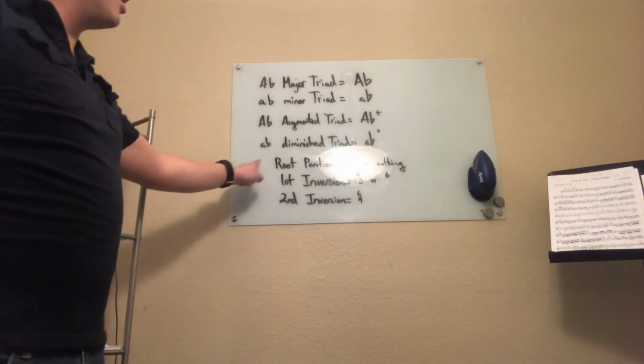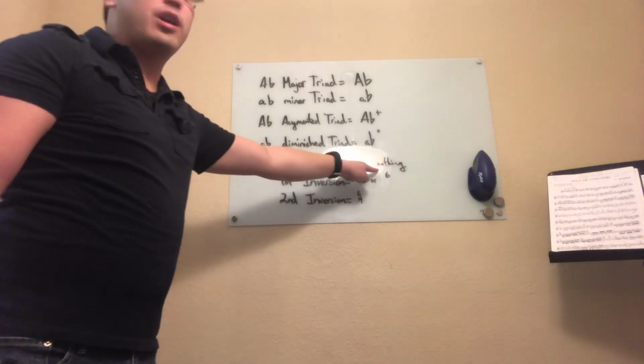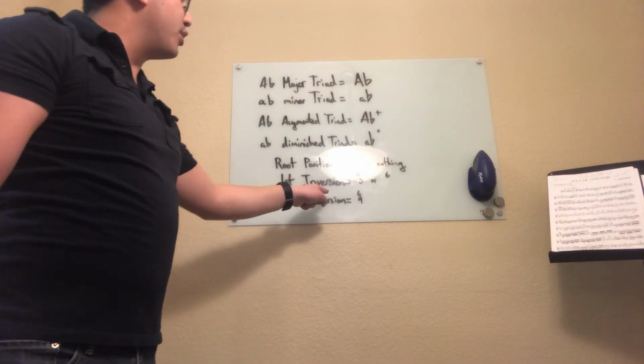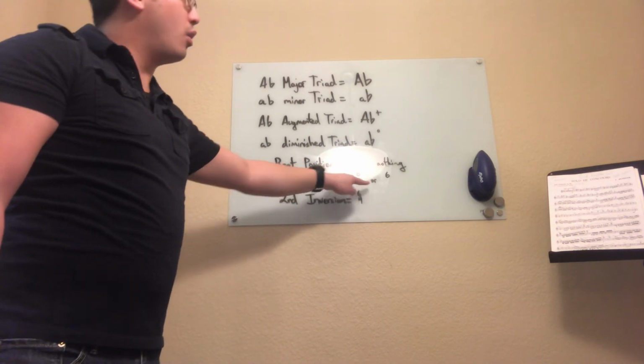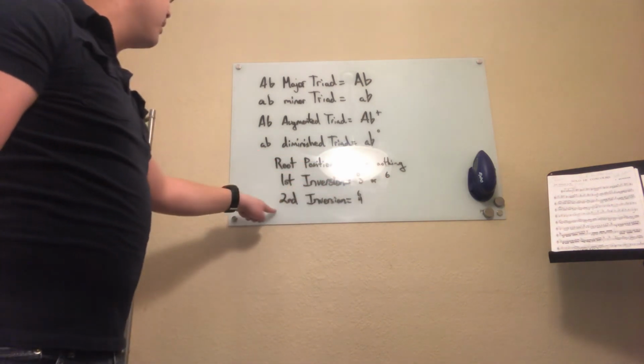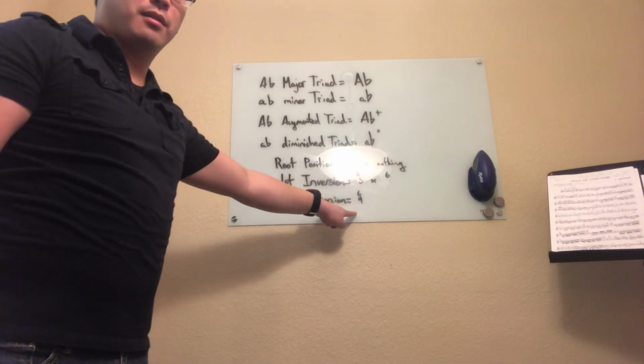For root position, I would write 5/3 or nothing. First inversion, I would write 6/3 or just 6. Second inversion has to be 6/4.